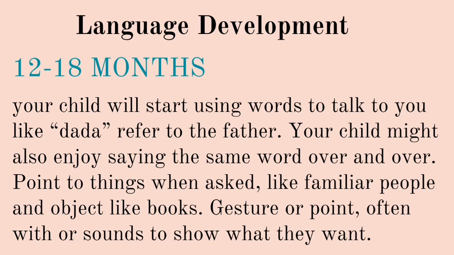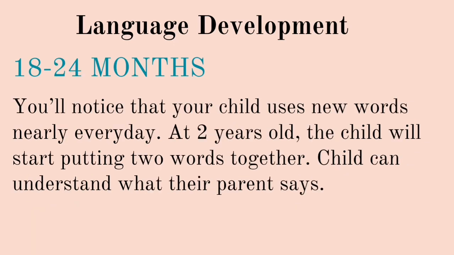12 to 18 months, your child will start using words to talk to you, like dada, referring to the father. Your child might also enjoy saying the same word over and over. Points to things when asked, like familiar people and objects like books. Gestures or points, along with sounds, to show what they want. 18 months to 2 years, you'll notice that your child uses new words nearly every day. At 2 years old, the child will start putting two words together. The child can understand what their parents say.